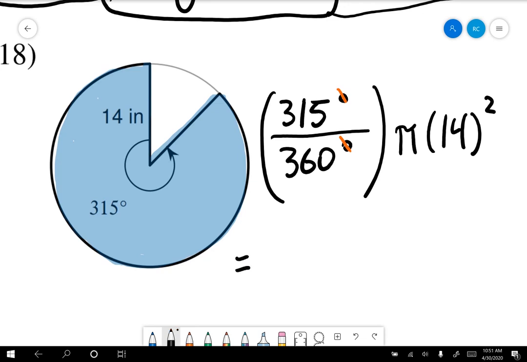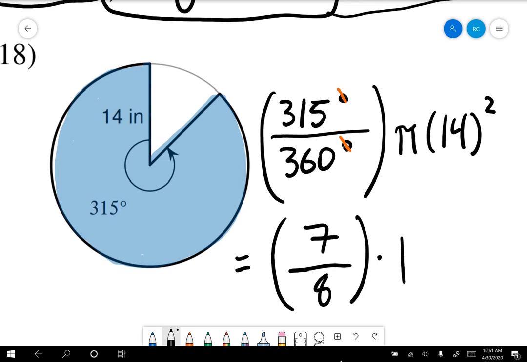Here's a summary from answers. Reduce 315 360ths to lowest terms. Find the GCD of numerator and denominator. Okay, so according to Google, this reduces to 7 over 8, which makes sense to me. 14 squared is 196. Times 196 pi.